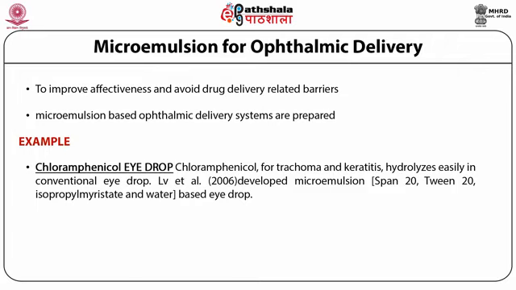The chloramphenicol based delivery system consisting of Span 80, Span 20, Tween 20, isopropyl myristate and water, when prepared as eye drops, shows a remarkable increase in stability as well as bioavailability, thus suggesting that the microemulsion based chloramphenicol eye drop is quite useful for the treatment of trachoma and keratitis.